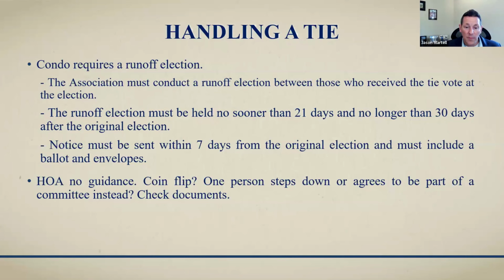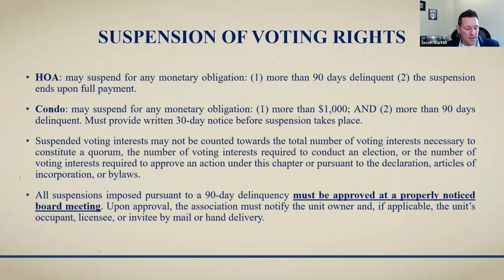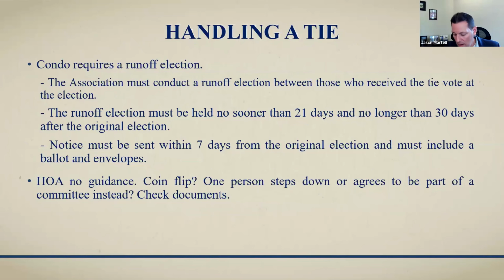If we are a condominium, then we have a runoff process, just more work, right? More administrative work, just what you want to do after you put all that time and energy into your election is to have another one. No sooner than 21 days, but not longer than 30 days. So don't miss your window there. And we'd have a runoff election between the candidates. All right. Let's see where we're at here. Okay. Yep. We're right where we need to be.